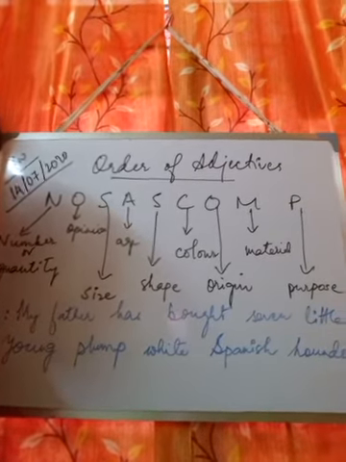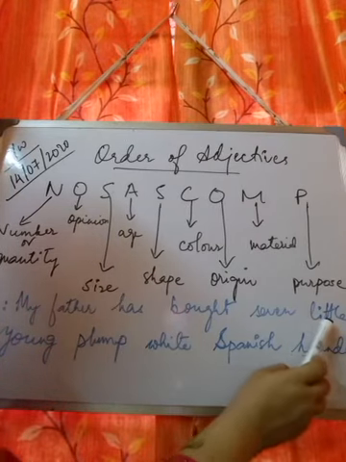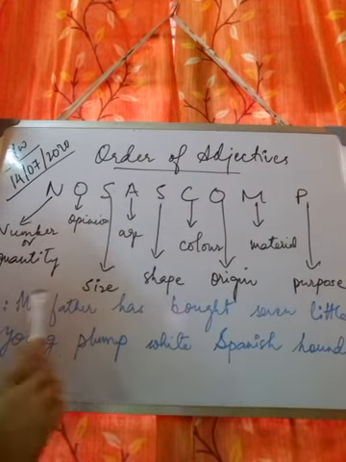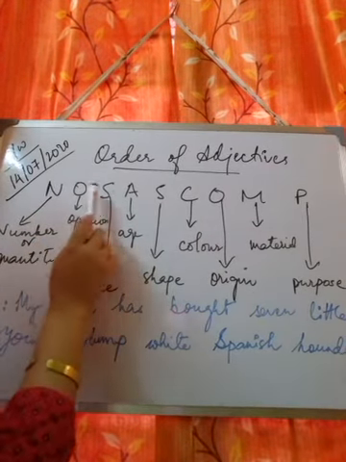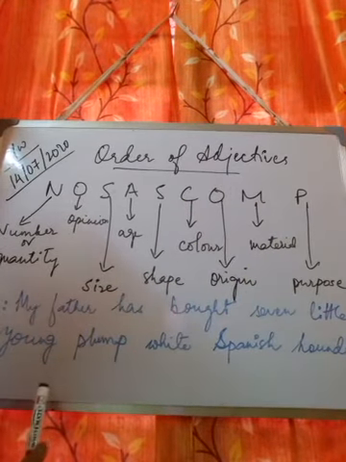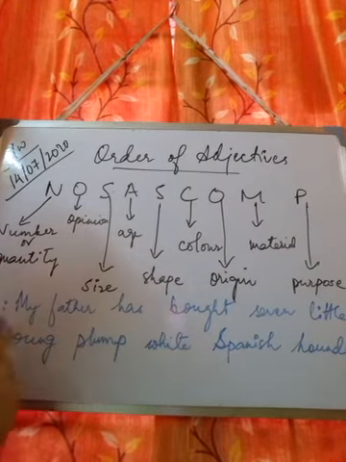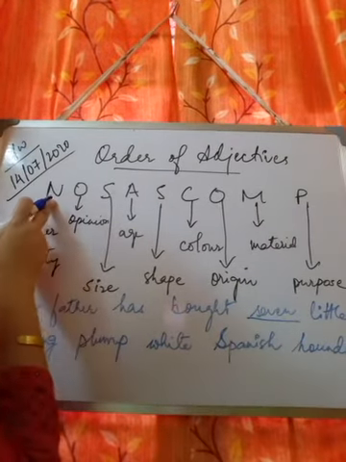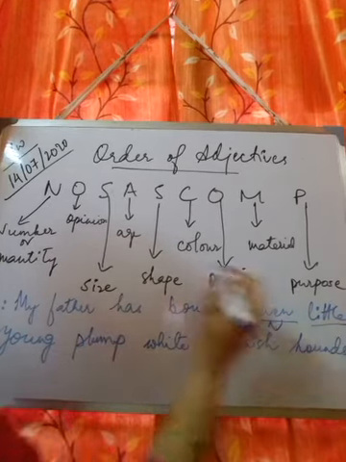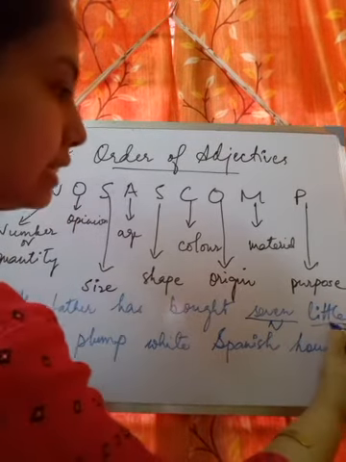Now look at an example that I have mentioned here. My father has bought 7 little young plump white Spanish hounds. Now you won't find here all these 9 present. But there are at least a minimum of 6 to 7 adjectives present here. So how have we arranged it? My father has bought 7. The first is number, 7. Then we have used little. Okay, what is little here, children? Little is here the size.